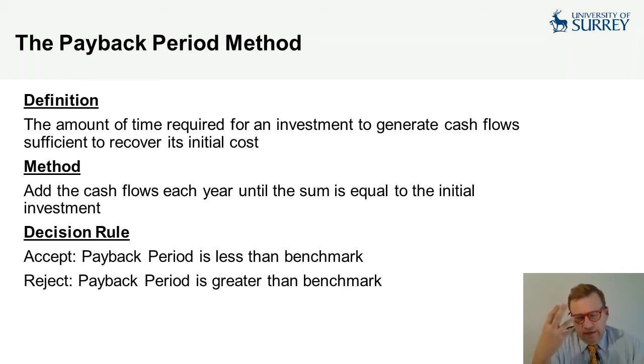So in this concept, the cash flows will be like profit, like this clean profit. This is not an accountancy expression, this clean profit. So the method would be, as I just said, add the cash flows each year until the sum is equal to the initial investment. And how do we make the decision? Because this is important.